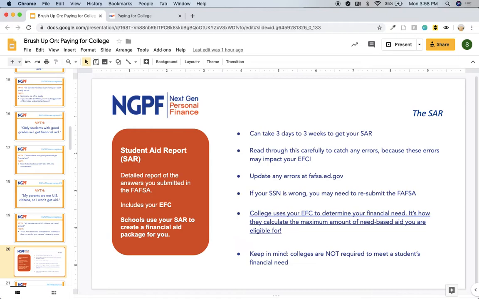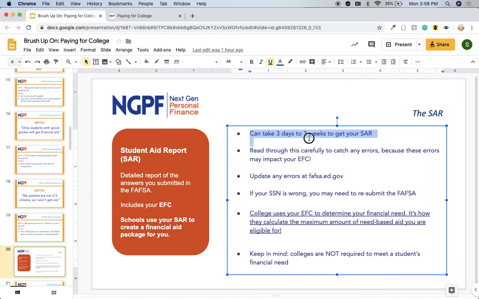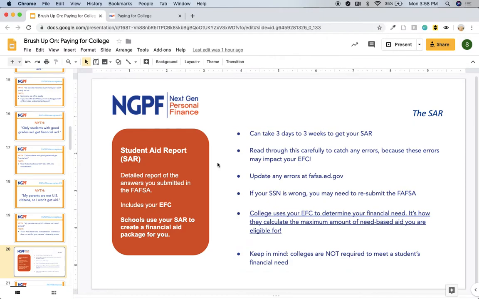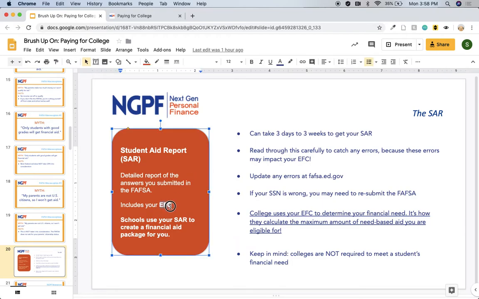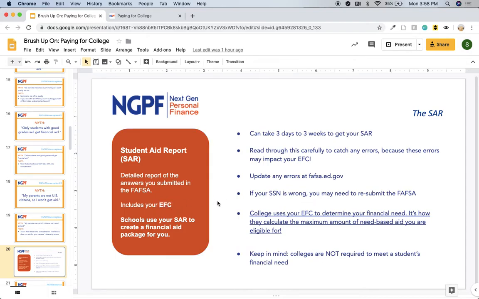All right, so we talked a bit about the FAFSA. Once students submit their FAFSA, they get the student aid report, or their SAR. You usually get this about 3 days to 3 weeks after you submit your FAFSA. The SAR is really important because it's basically a report of everything that you put in your FAFSA. It's like a receipt. And it includes your expected family contribution, or your EFC.